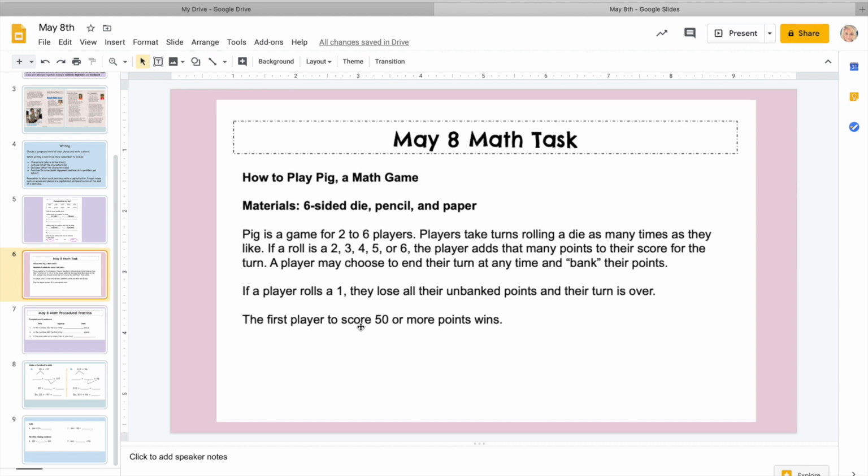The first player to score 50 or more points wins. So the goal of the game is to be the first one that gets to 50 or over, and you win the game. So that is a really fun game to play with your family. If you have any questions on that, let me know.